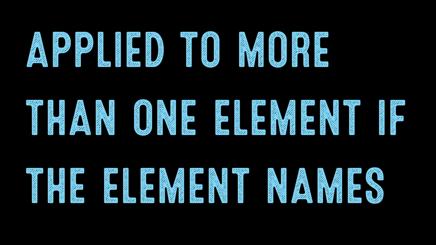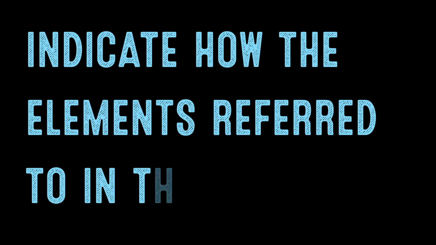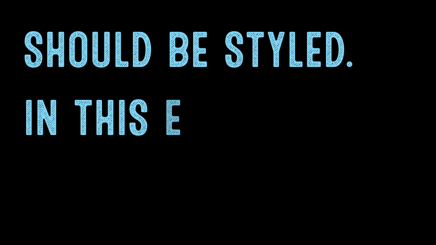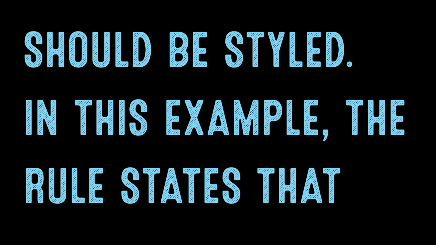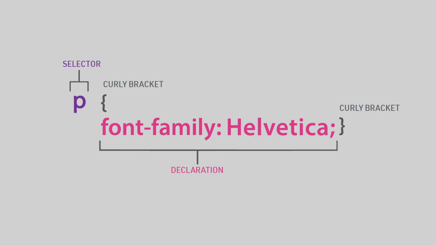A rule can be applied to more than one element if the element names are separated by commas. Declarations indicate how the elements referred to in the selector should be styled. In this example, the rule states that all P elements should be shown in Helvetica.